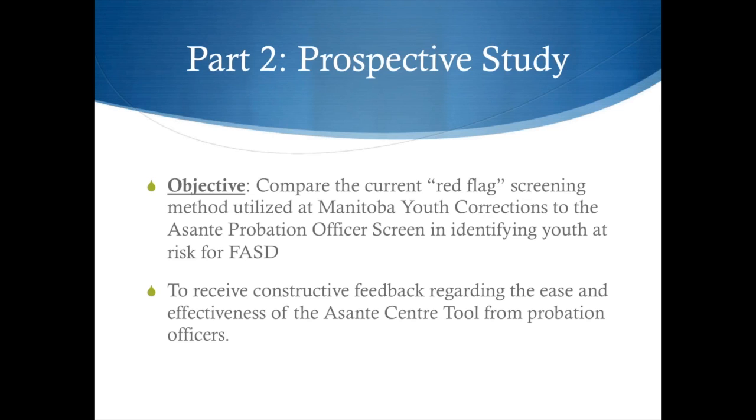So we continued on with our work and designed a prospective study that compared the current red flag screening method used at Manitoba Youth Justice to the Asante probation officer screening tool. And an important part of this prospective study was a feedback component regarding the ease and effectiveness of the tool from probation officers.